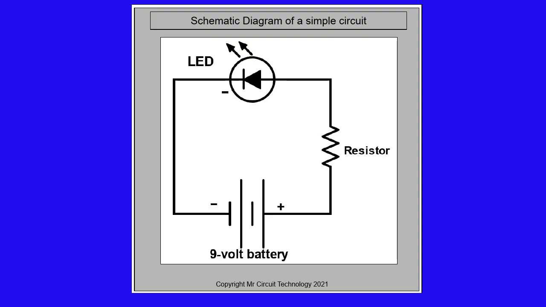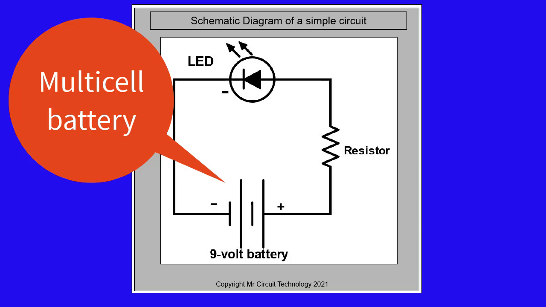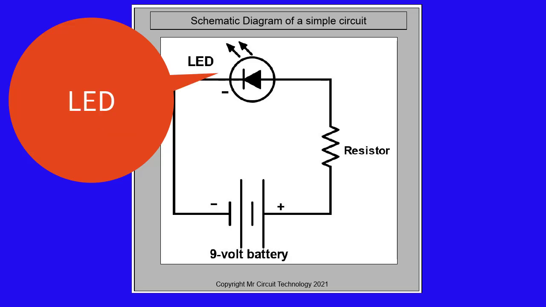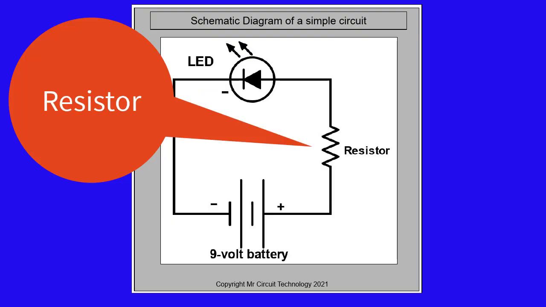Let's look at the schematic again. What are the schematic symbols we use here? You learned these symbols in Lesson 1 of this lab. We have the schematic symbol for a multi-cell battery. We have the schematic symbol for an LED. And third, we have the schematic symbol for a resistor.